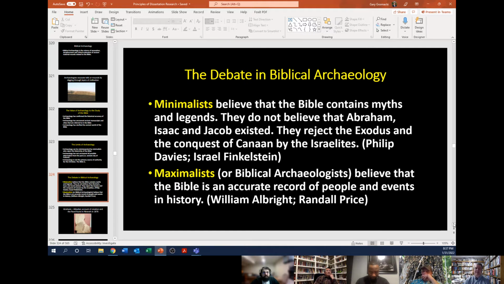So the debate in biblical archaeology: minimalistically, the Bible contains myths and legends. And I talk about how JEDP figures into this and their approach to not just the Pentateuch, but the whole Old Testament. Israel Finkelstein leads to a change of not only interpreting archaeological finds like those in Megiddo, but actual dates of finds. Maximalist biblical archaeologists believe the Bible is an accurate record of people and events in history. Abraham was a real person.